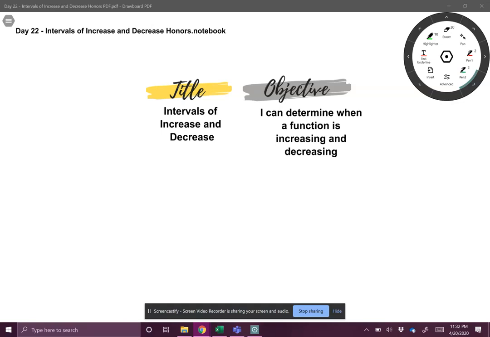This lesson is over intervals of increase and decrease. Our objective today is I can determine when a function is increasing or decreasing. It would be helpful if you can print the note template that I have linked on Canvas.